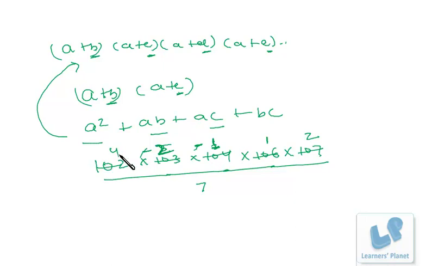Okay, now what is happening? 4 into 2, it's 8. If 8 is divided by 7, what will be the remainder? That's 1. Now that 1 into 1 into 1 into 2. So finally we are getting 2, right? So if this expression is divided by 7, we will be getting the remainder as 2. Okay, it's as simple as that.